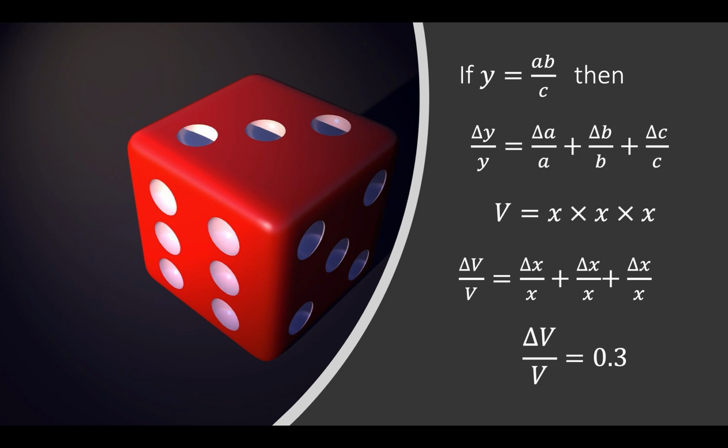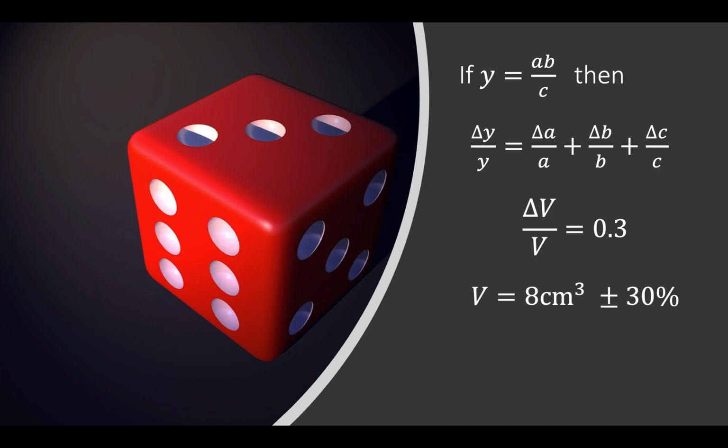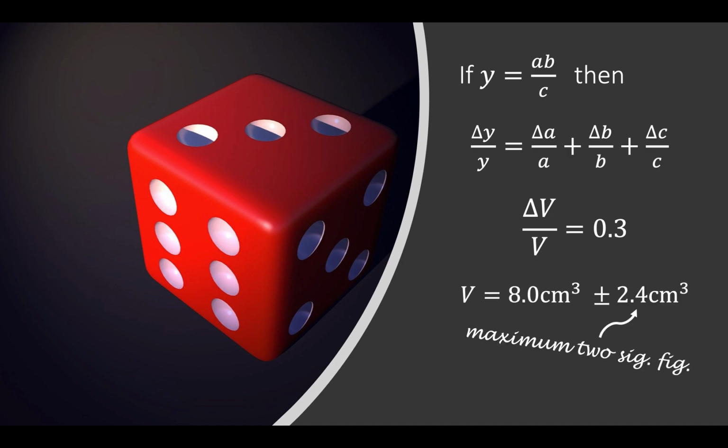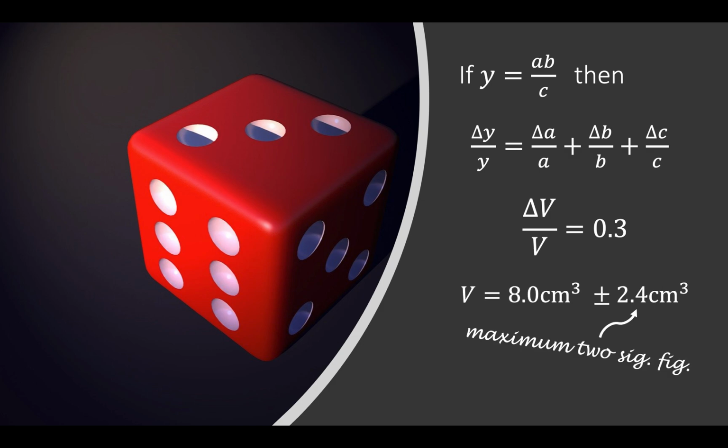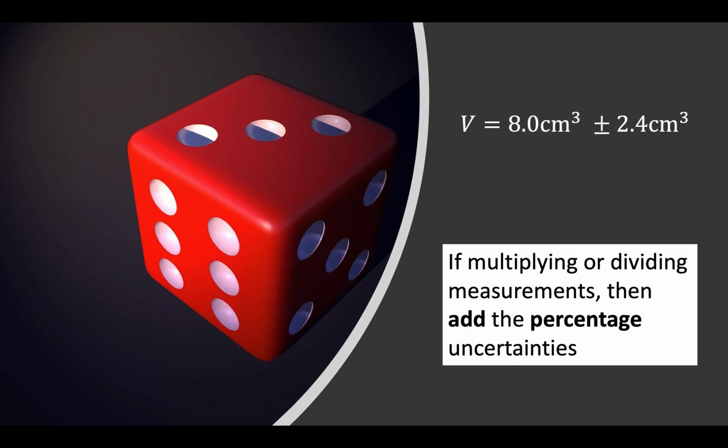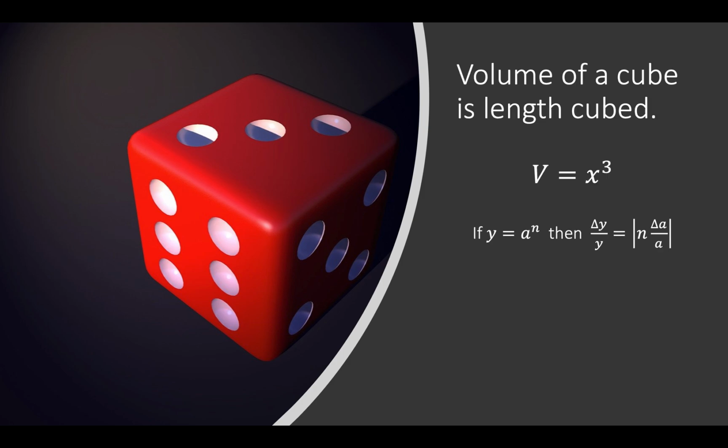Again, you add the fractional uncertainty, and the fraction 0.3 of 8 is 30%, which is 2.4 centimeters cubed. So again, just to go through that again, you're actually doing the fractional uncertainty, but it's easier, at least for me, to write that down as a percentage and then convert it into an absolute uncertainty. And like all absolute uncertainties, we can only quote it to a maximum of 2 significant figures. If multiplying or dividing measurements, then add the percentage uncertainties. Seems to be the basic rule there. This equation does feature in the data booklet, although I find it only very rarely to be used.